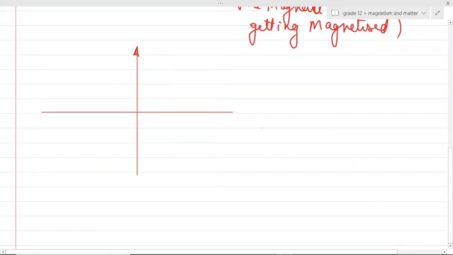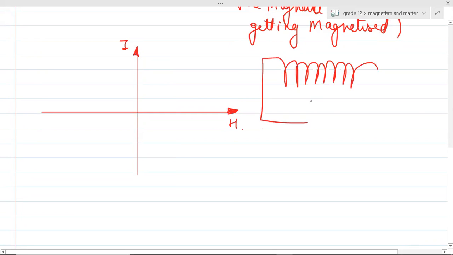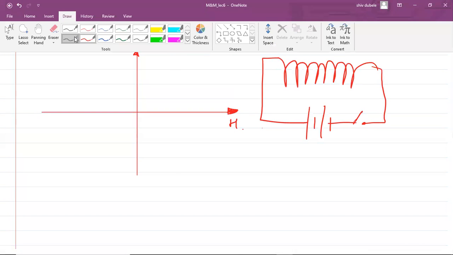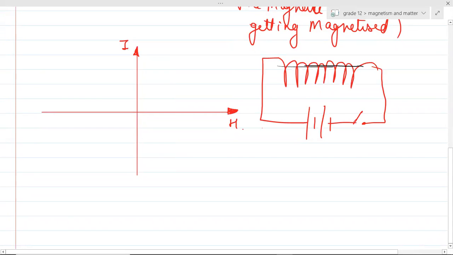So basically, I'll be drawing an I versus H curve. So can you see I is taken on the y-axis and H is taken on the x-axis. To understand this I versus H curve, let us assume there is a solenoid in which I have kept this polarity, and inside this solenoid I have kept a soft iron core, or basically whatever a ferromagnetic substance is there.